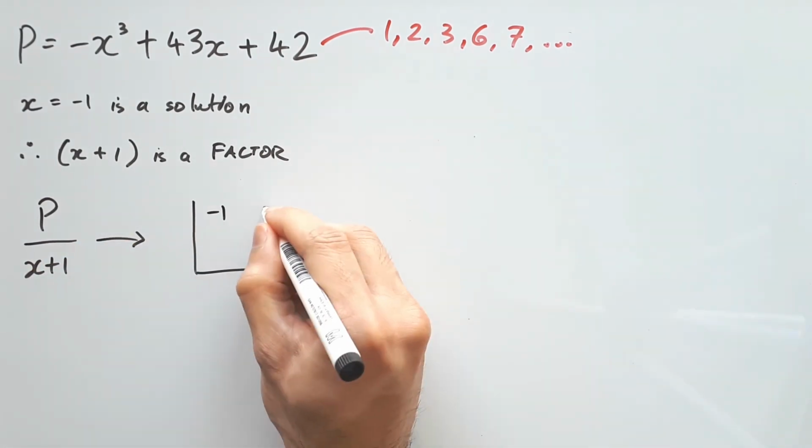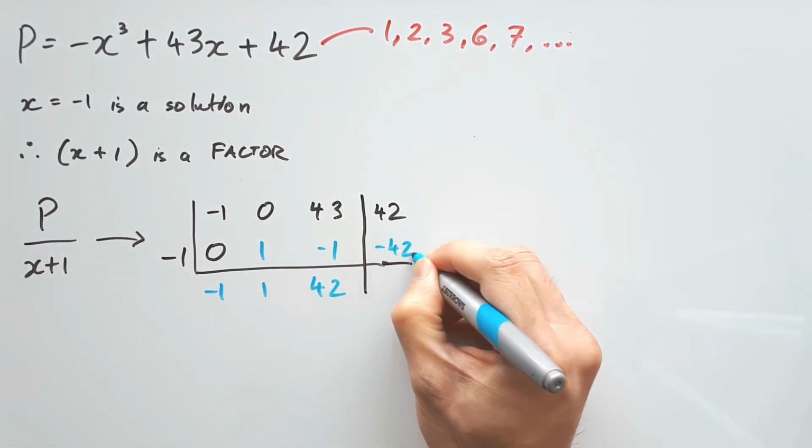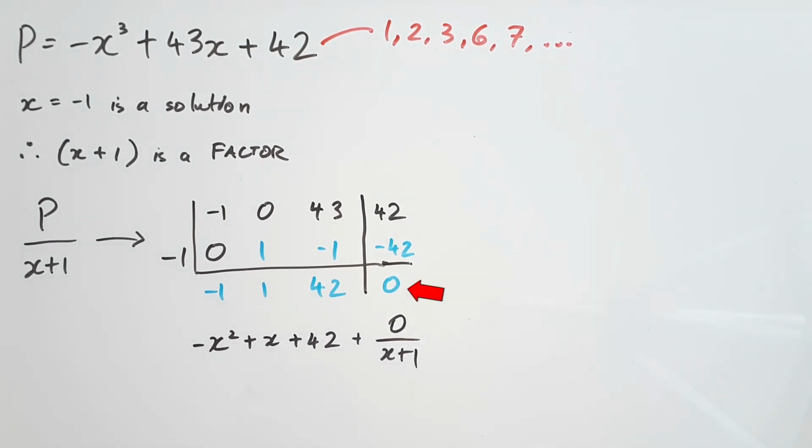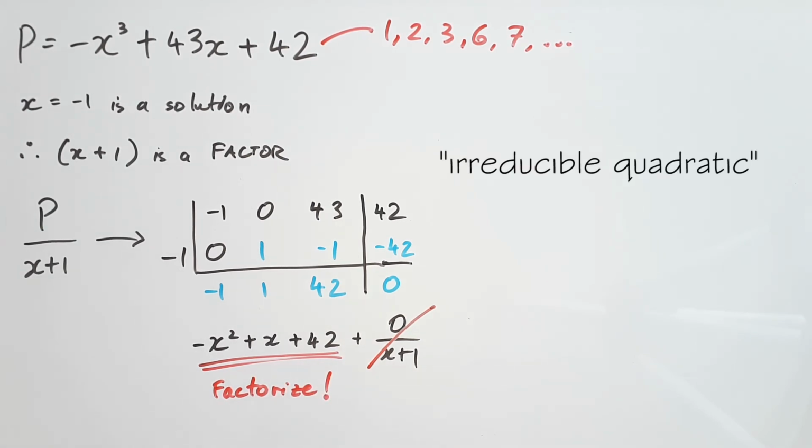dividing using synthetic division. We'll find that our quotient is negative x squared plus x plus 42, while our remainder is 0. So that indicates that we probably did this right. From here, we need to factorize this quadratic. Just keep in mind that if this can't be factorized, that means it's an irreducible quadratic, which would mean that you're supposed to just leave that as part of the answer.